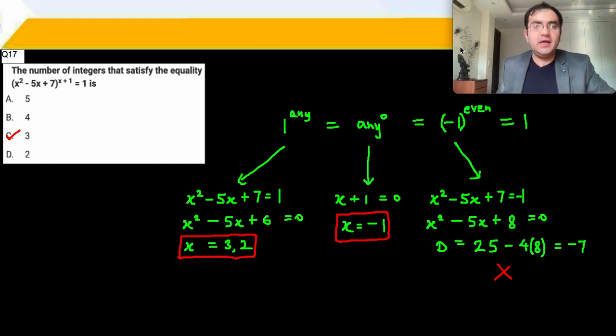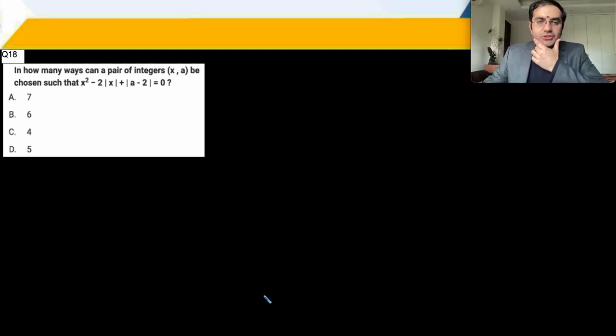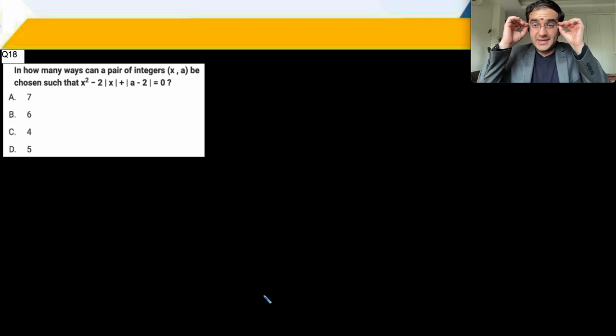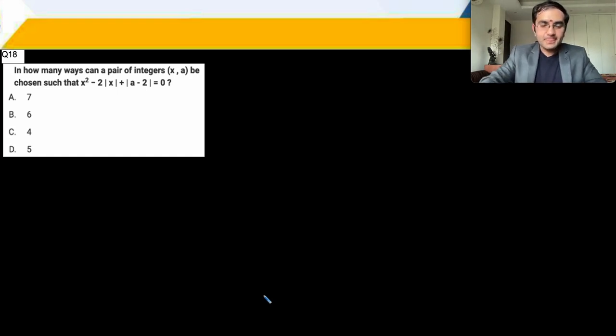Okay, that's it. Next question, which is based upon modulus, is an absolutely beautiful question. It is also potentially a little lengthy and should have definitely been left all alone in the exam. In how many ways can a pair of integers x comma a be chosen such that x square minus 2 mod x plus mod a minus 2 is equal to 0?